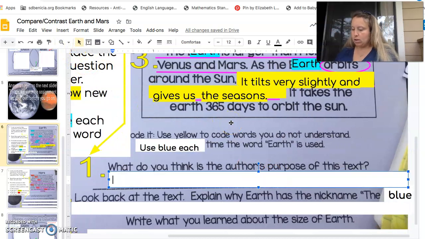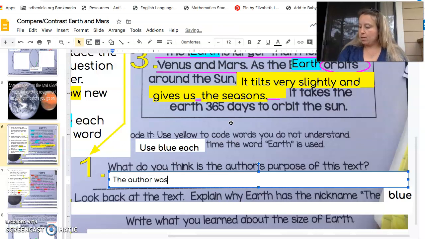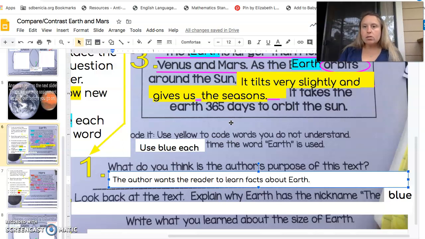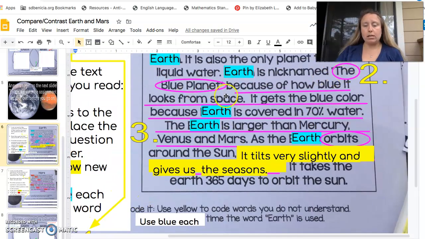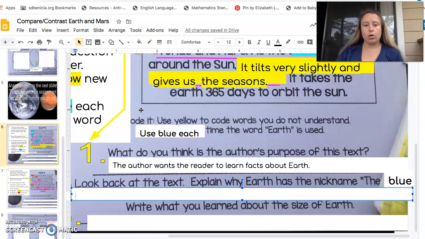Okay, the way I answered this question was I started with: the author wants the reader to learn facts about Earth. And that tells us basically what the author wanted. There's so many facts included that he or she really wants us to know about the Earth. Then if we look back at number 2, you can see up here where I circled the blue planet because of how blue it looks from space. It gets the blue color because Earth is covered in 70% water.